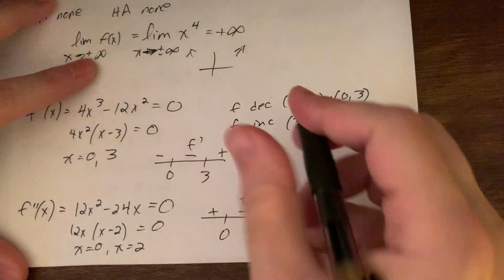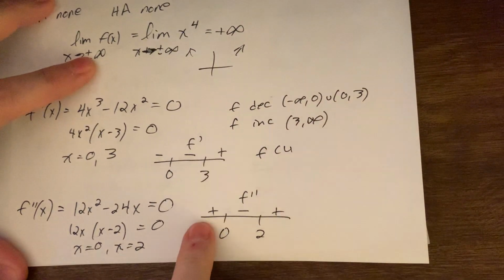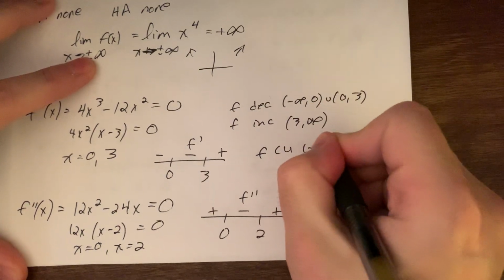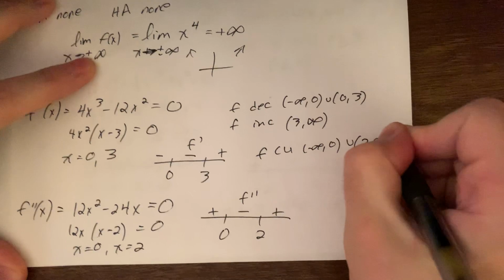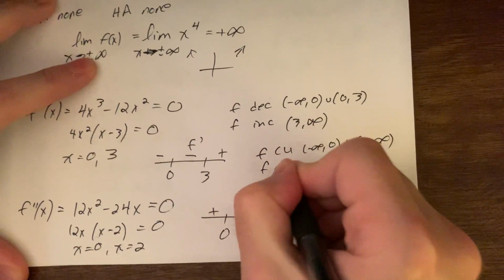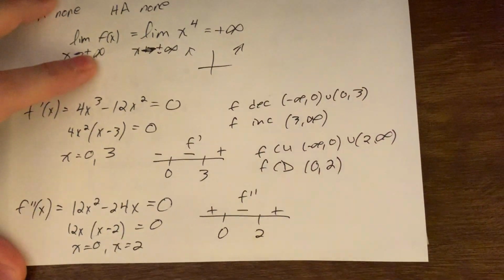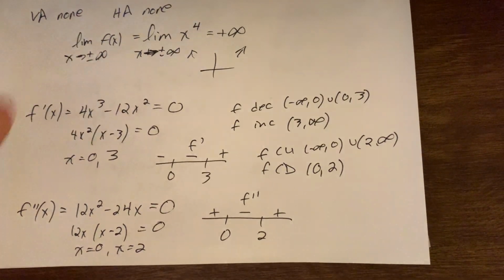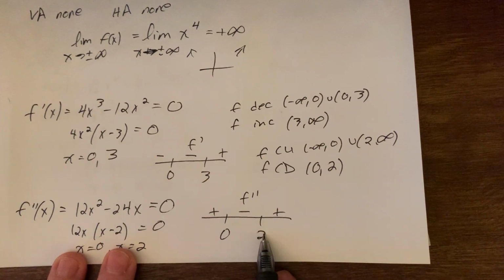So my second derivative test interval tells me my original function is concave up here and here, -infinity to 0, and 2 to infinity, and that my original is concave down here, 0 to 2. And therefore, both of these points would be points of inflection.